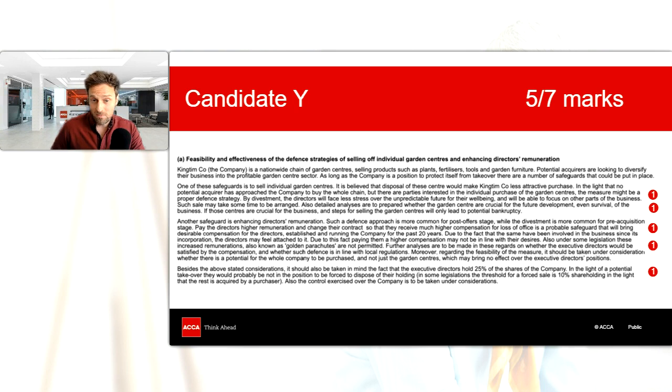Candidate Y picked up 5 marks. So do you see what I said earlier about that top one being a bit excessive? We didn't really need that, so no credit for that one. They picked up 2 marks for selling individual garden centres, 2 marks for enhancing the remuneration, and then a mark as well at the bottom talking about the shareholdings. So they picked up 5 marks out of 7, which isn't bad at all.